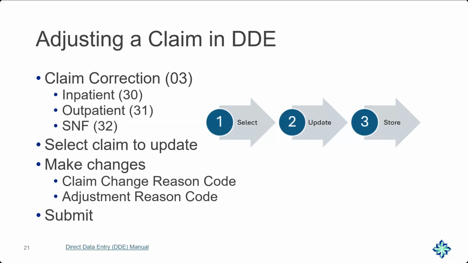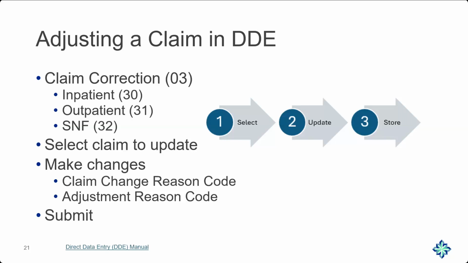So it starts out with the main menu. And the main menu selection is 3 for claims correction. So that might be a little misleading if you're not familiar with DDE. We think of claims corrections as working on claims that are still pending, but that's the area within DDE that you're going to go to. And then we have a set of sub-menu selections to choose from based on your facility type and the type of claims. So as you see here, we have 30 for inpatient claims, 31 for outpatient, and 32 for skilled nursing facility.